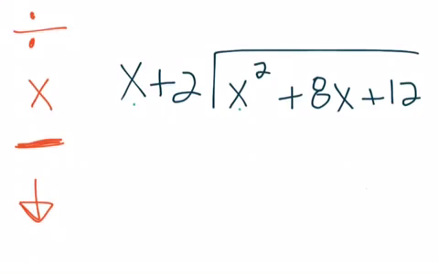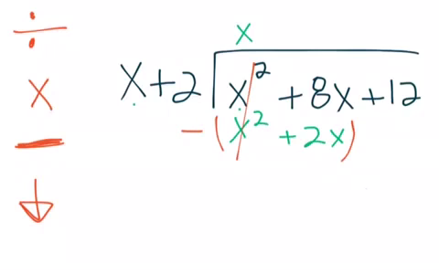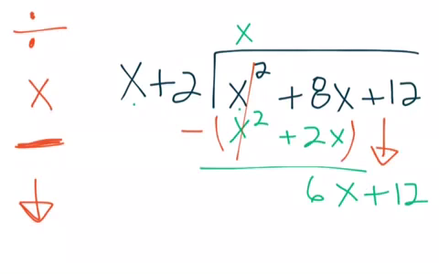x squared divided by x gives me x. And then I multiply, I get x squared plus 2x. And then I subtract, I get 6x. And then I bring down that plus 12. And then I start my cycle over again.